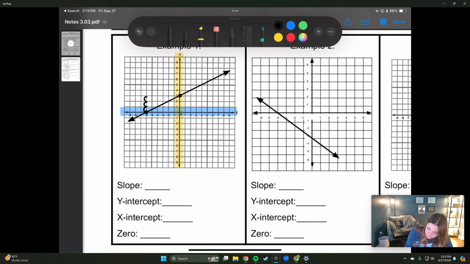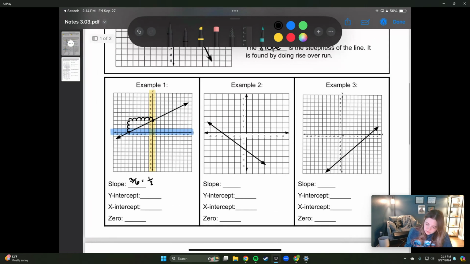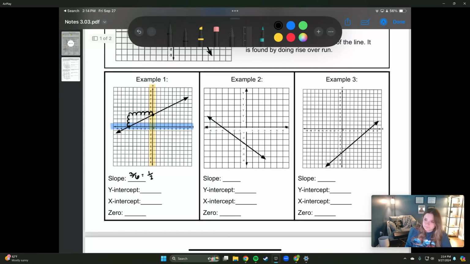And so my rise is 3. Let's see how far over it goes. 1, 2, 3, 4, 5, 6. Now, 3 over 6 is the rise over the run, but I could simplify this, correct? What would 3 over 6 simplify to? What could they both easily be divided by? 3. 3 divided by 3 is 1. 6 divided by 3 is 2. Okay? Alright, you're going to do those 3 examples on your own.